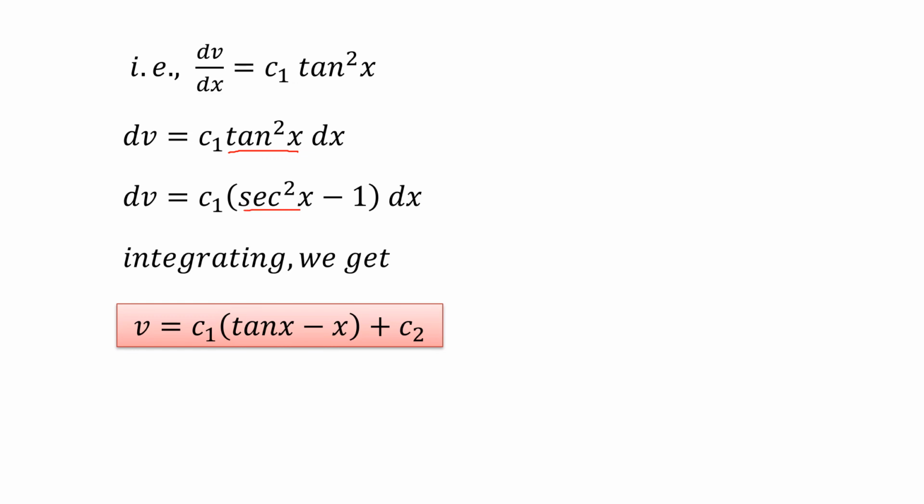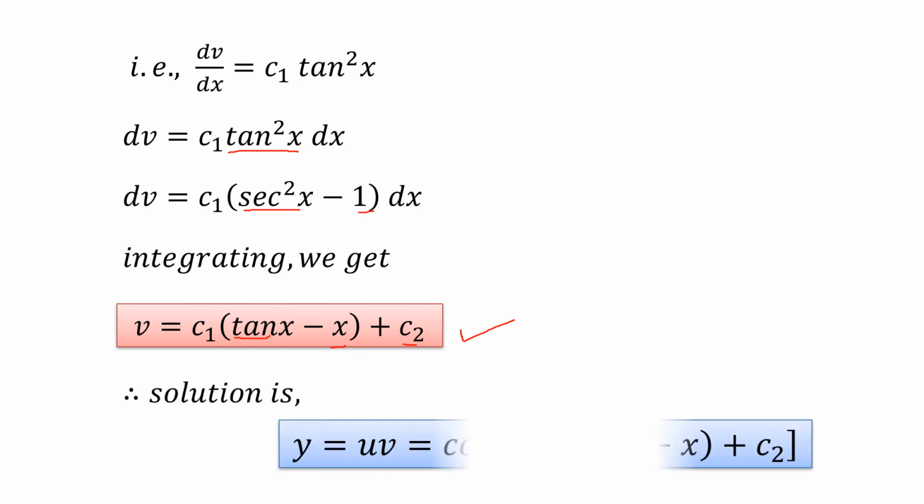Integral of secant square x is tan x. Integral of 1 is x. And constant of integration we have taken as c2. So we now found the value of v. We already know the value of u, that is equal to cot x. Therefore, the solution is given by y is equal to uv, that is equal to cot x into c1 into tan x minus x plus c2.